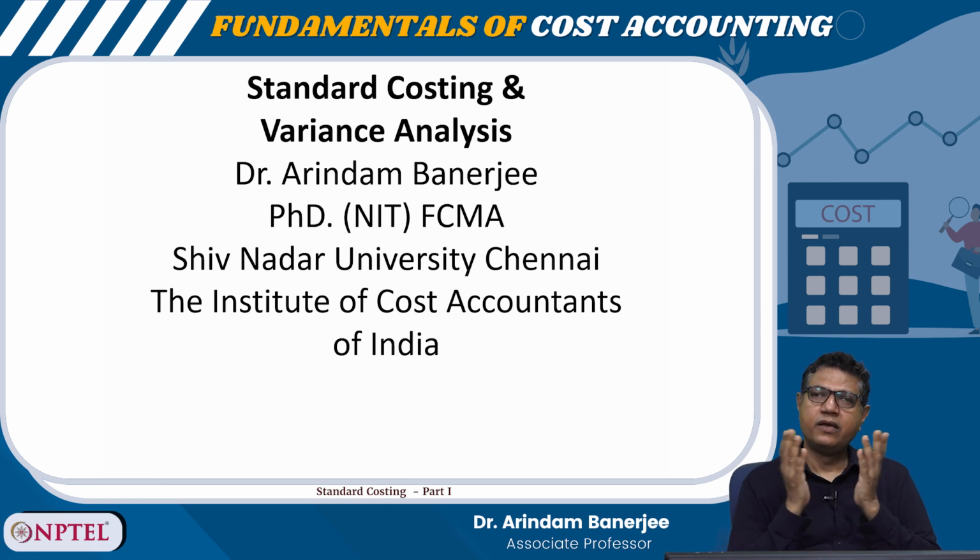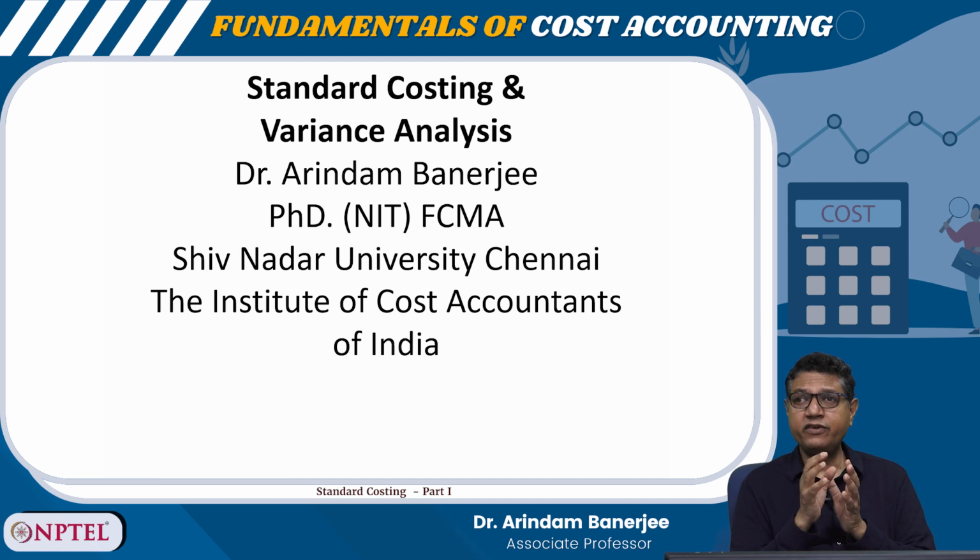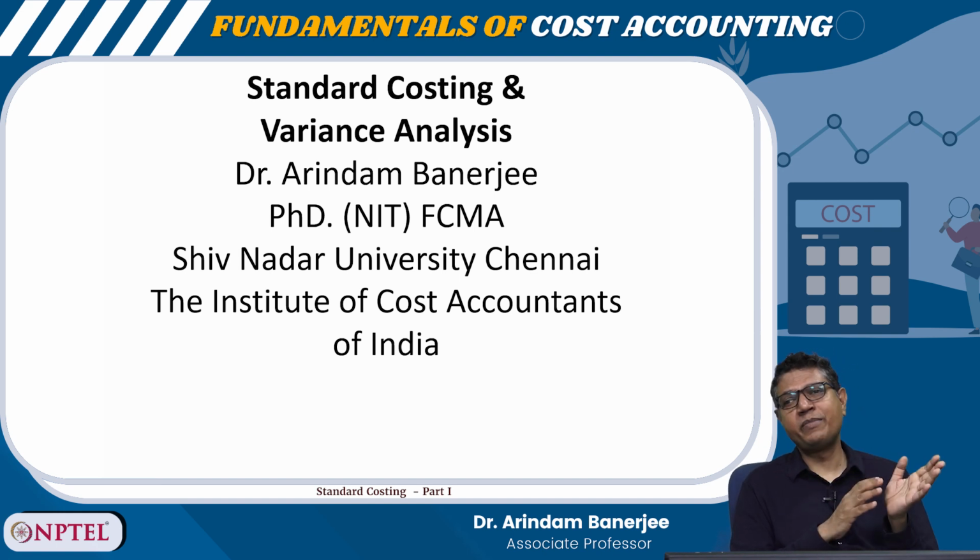Let me give one example. Say I have observed that there is a variance in the material cost. I planned for some material cost per unit, but my actual material cost per unit is different. Now, how can it happen? When I dug further into this factor, I found that it can happen because of two reasons. One reason is that the price of material per unit which I anticipated is different from the price which I am actually paying.